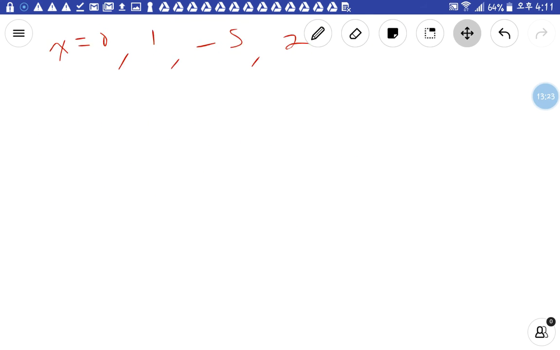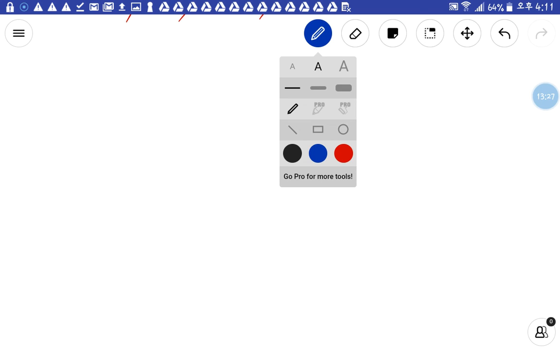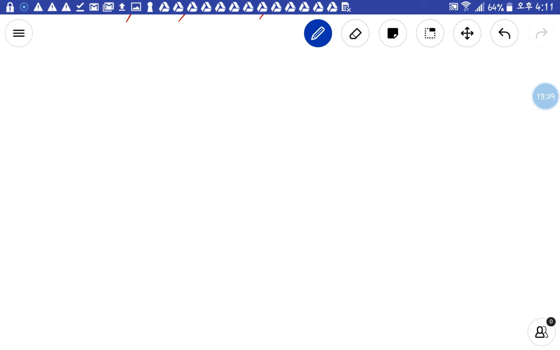Alright, let's move on to the next page. Alright, I'm on page 321. Problem 2, finding all the zeros of a polynomial function. So now we're looking at the function, and we're going to find the zeros. So my problem 2 question looks like this.